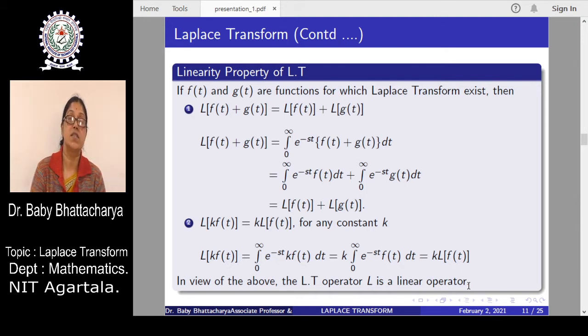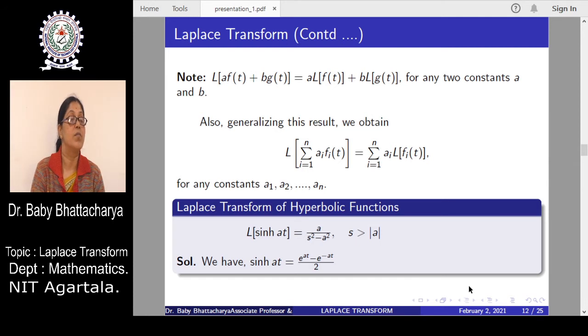Now we can generalize this conclusion in a more general form. From the above ideas, the Laplace transformation of a f(t) plus b g(t) is nothing but a times the Laplace transformation of f(t) plus b times the Laplace transformation of g(t), for any two constants a and b. Generalizing this result, the Laplace transformation of the summation over i from 1 to n of a_i f_i(t) is equal to the summation over i from 1 to n of a_i times the Laplace transformation of f_i(t), and it is true for all constants a1, a2, a3 up to an. So we can generalize the linearity property in this way.